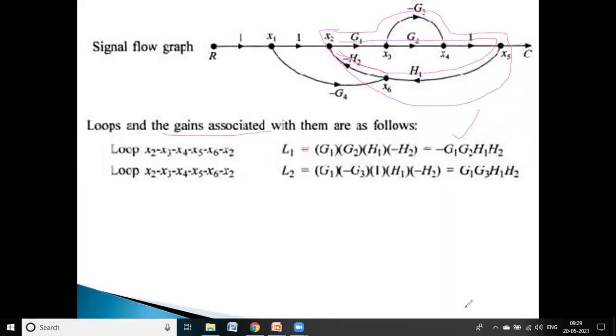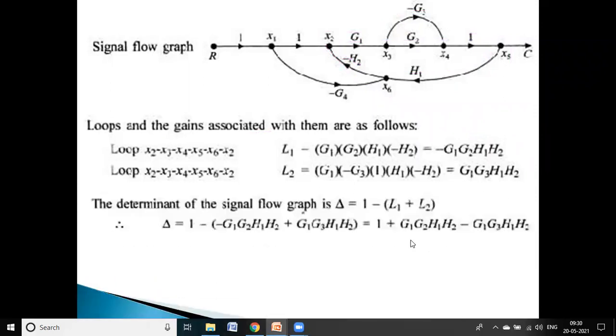Next step is identification of non-touching loops. Non-touching loops means, again, there are no non-touching loops in this case, because those two are in contact at this junction and at this junction. So these two loops are in touch with each other. So there is no question of non-touching loops. So directly we can determine the signal flow graph delta value.